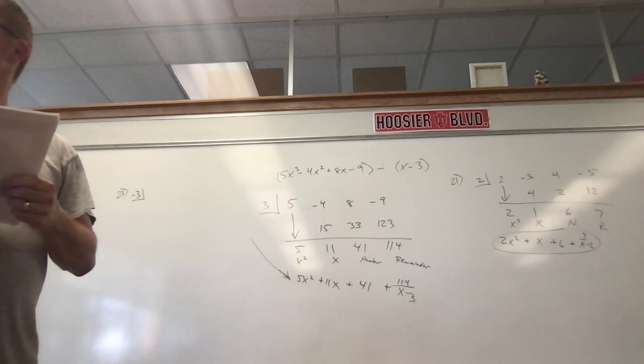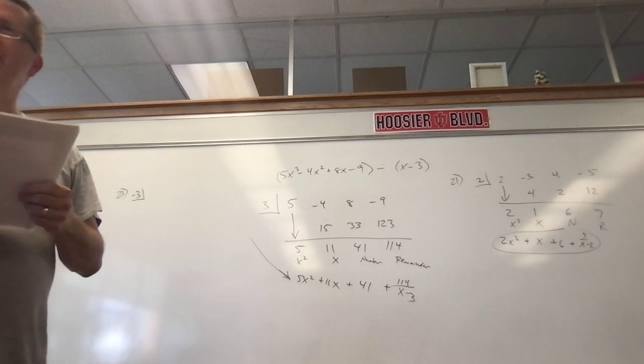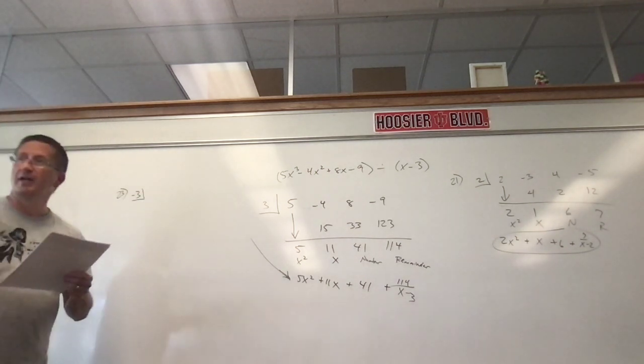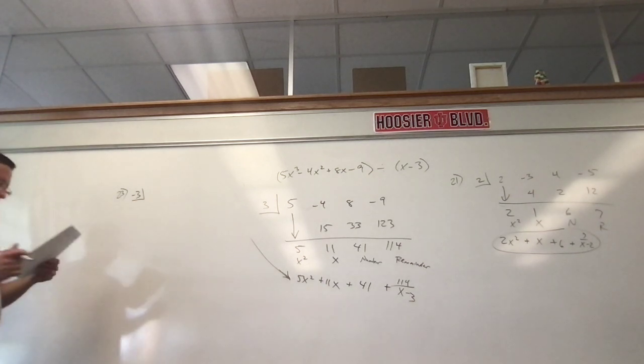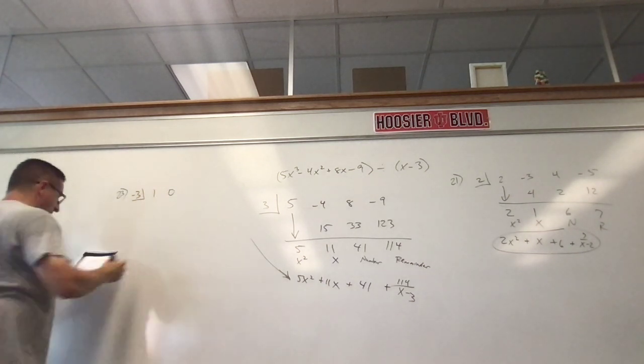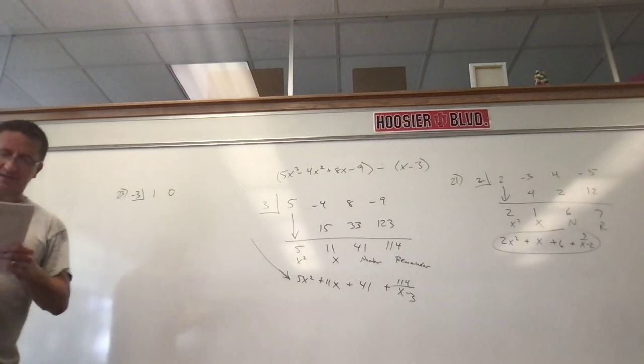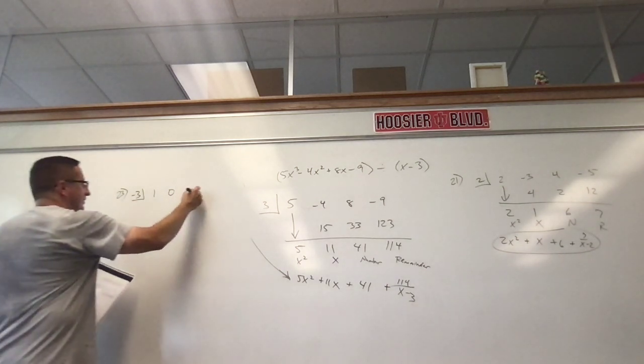How come 0? You need a placeholder. There's no x squareds. If you don't put the 0 in, you will get the wrong answer, okay? So 1, then there are no x squareds. Then do I get to put the 8? -8. And then -5.